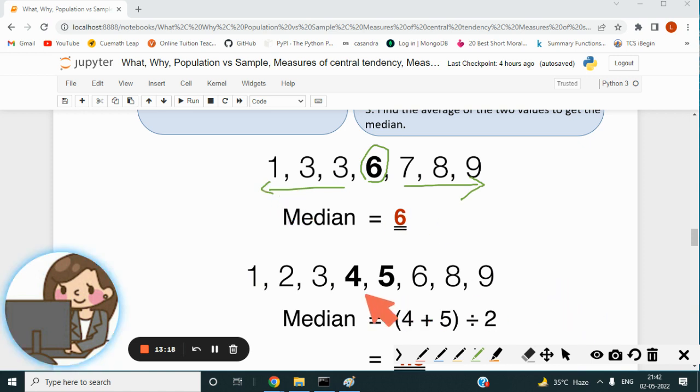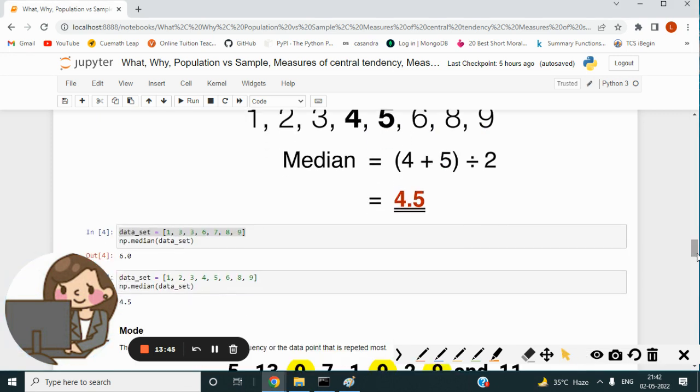In this case, there are two middlemost values, because the number of observations is even. The middle values are 4 and 5. There are 3 observations to the right and 3 to the left. Since it is an even number, both of these fall in the middle position, so we have to take the average of these two, that is 4 plus 5 divided by 2. So 4.5 is the median in this case.